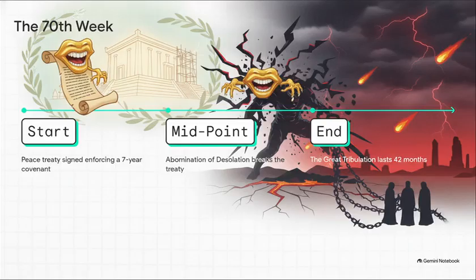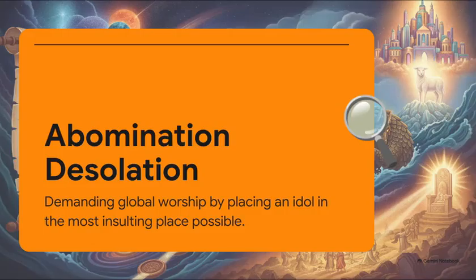But right at the 3.5-year mark, the exact midpoint, he violently breaks that treaty. That specific betrayal plunges the entire world into the final 42 months. It's a period of unprecedented global hardship that Jesus himself specifically labeled the Great Tribulation. The exact act that shatters the treaty is known as the abomination of desolation.